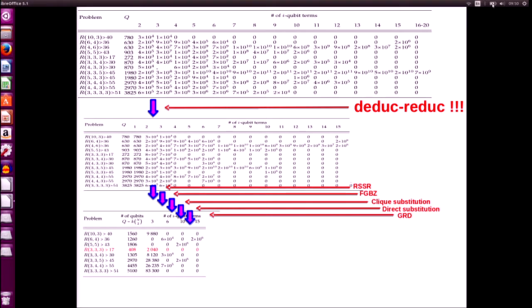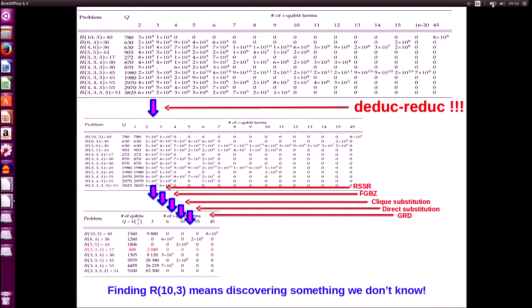We already have 2,000 qubits. We just don't have 3-qubit interactions. However, there's one thing I hid from you. That's that there's 800 million 45-qubit interactions. So it's really tough. That's why it hasn't been possible to do this with classical algorithms yet. It might not be easy to do on quantum computers either. What else do I have to say here? R103. So if we were able to do this, that means discovering something we don't know. We don't know R103. The quantum computer has the potential to tell us something we do not know.